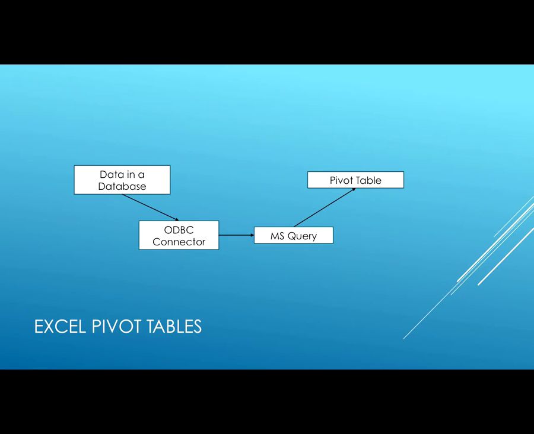A more common way to go about this is to have some data in a database. You need an ODBC connector, access to MS Query, and then you can drive into a pivot table. And this is how SSG BusinessTel works in some regards. You need access to data in the SQL database, and you can get access in a pivot table, and then use that pivot table for analysis.